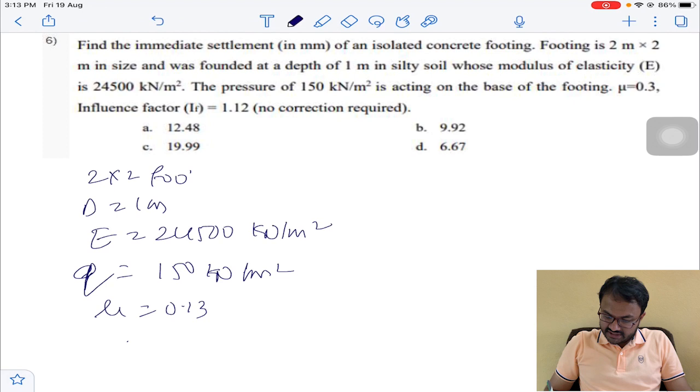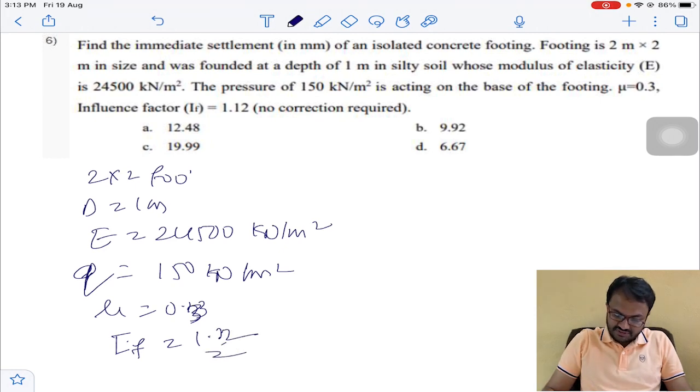Is it 0.12 or 0.3? It is 0.3, it is not 0.13. And influence factor IF is equal to 1.12. So no correction is required. Directly you will get it by substituting in the formula.